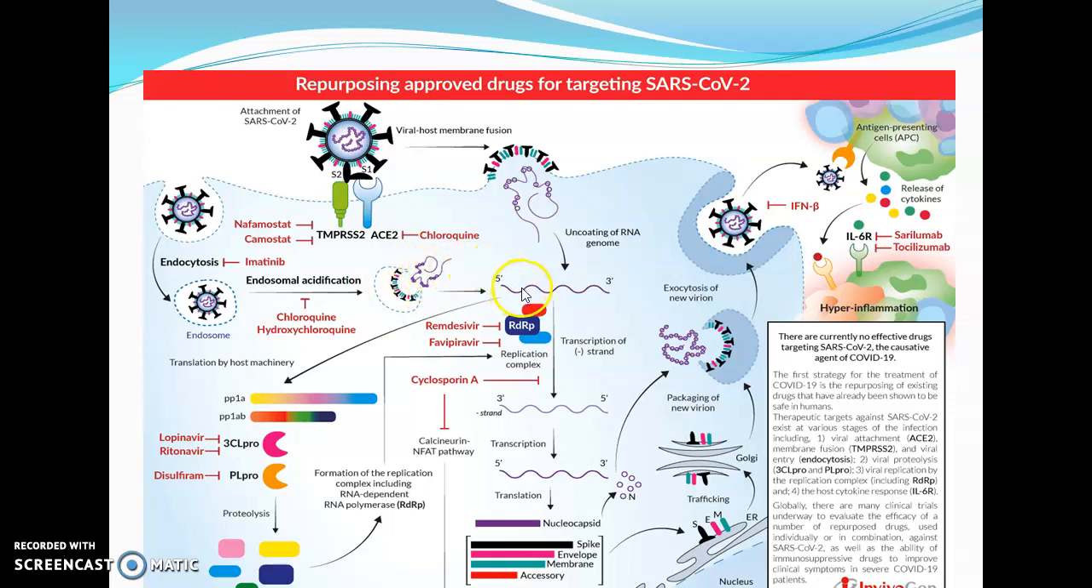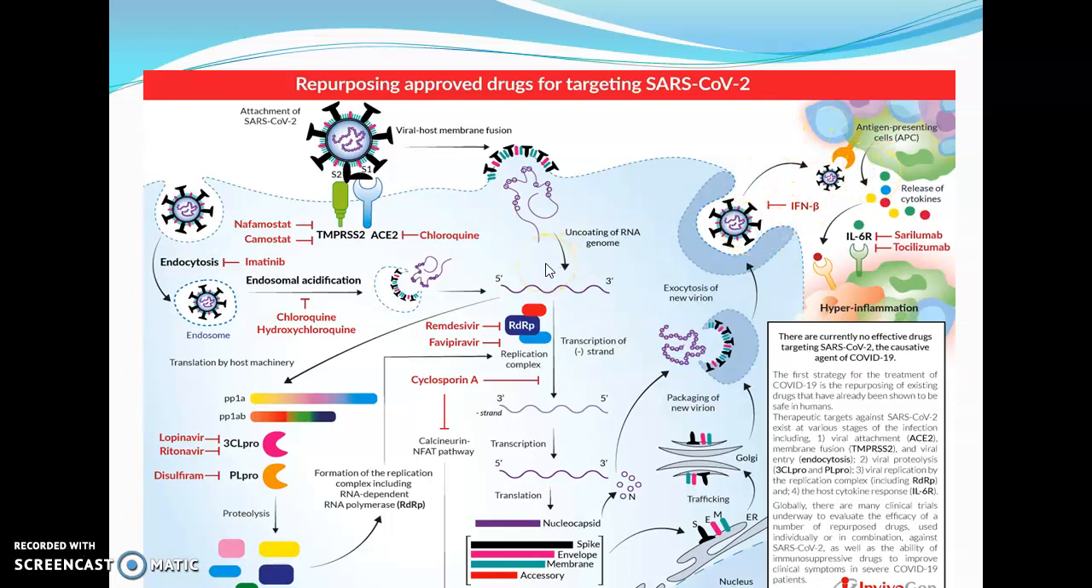After that, it will release the RNA, and with the help of proteases, proteolysis will happen, which will cleave the polypeptides into specific proteins and form the replication complex, including RNA-dependent RNA polymerase. These replication complexes finally result in transcription, then translation, and then the nucleocapsid, spike, and envelope proteins are formed. These proteins result in the formation of new virions, and at last exocytosis of new virions will happen.